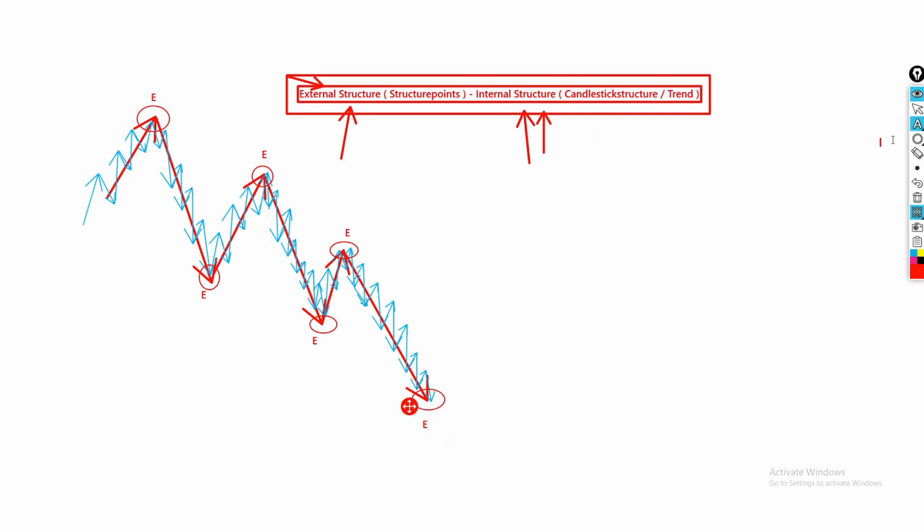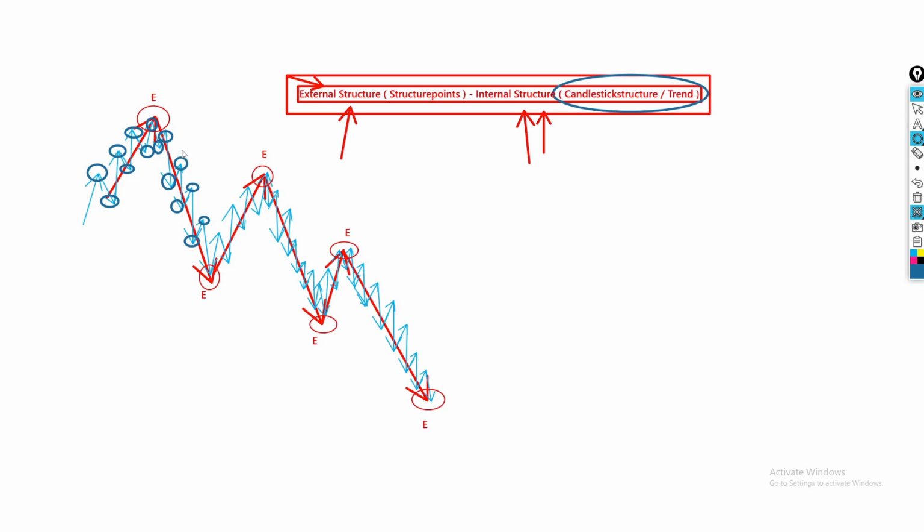Now, looking into internal structure, and let's grab blue, you should also understand at this point that all these up and down moves, right, within structure is considered your internal structure, which refers to the candlestick structure and trend, right? Just like this. And this is all looking at the same time frame, guys. Don't confuse this with the fractal nature of the market. This is a different topic.